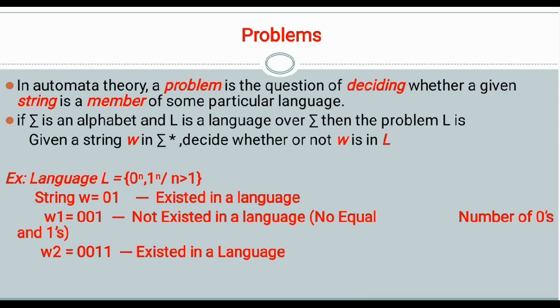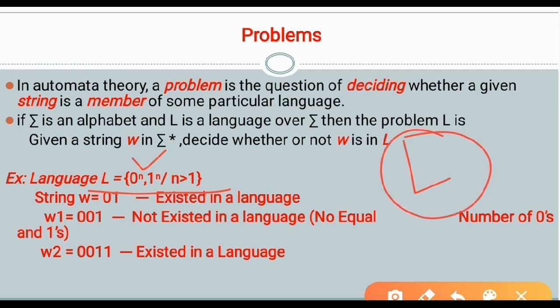So when coming to language examples, you can see the problems to decide. The language L equals 0 to the power n, 1 to the power n, n greater than or equal to 1. How to represent this language, we will see after the discussion of this example. So I have a language L, and I need to decide whether my string or word, which we represent as W, exists in the language or not.